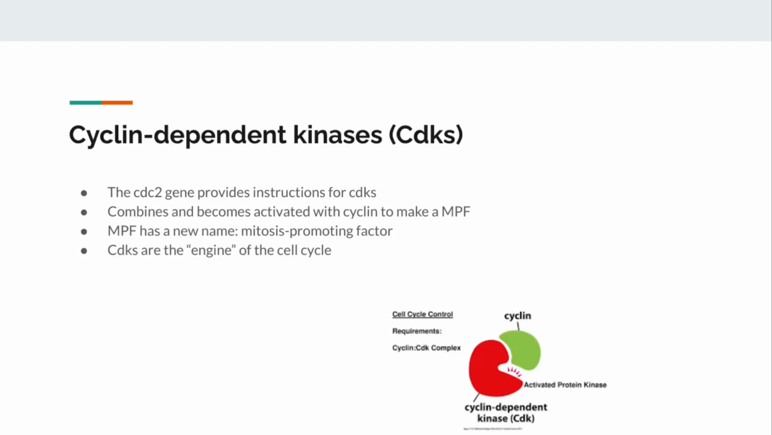The CDC2 gene provides the instructions to make a kinase protein, which combined with the cyclin will make an MPF. Upon that discovery, the CDC2 gene protein was named a cyclin-dependent kinase, otherwise known as a CDK, and MPF was renamed mitosis promoting factor instead. CDKs are the main controllers of the cell cycle and are often described as the engine of cell division.